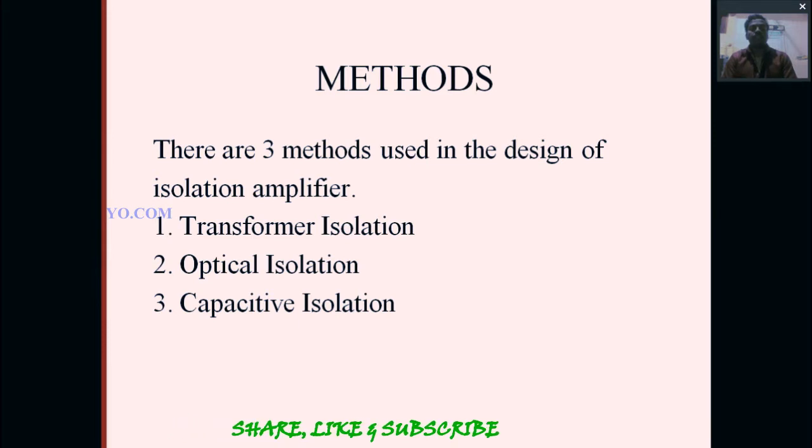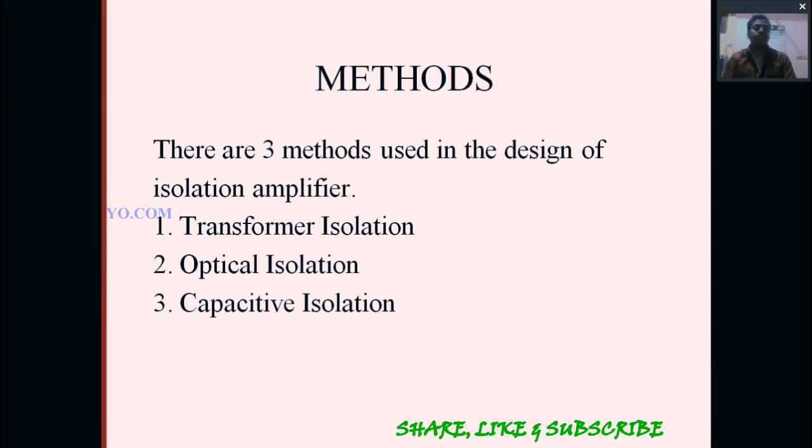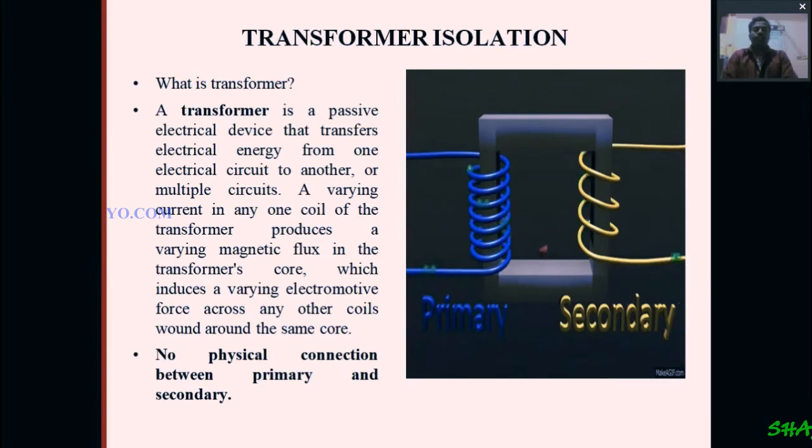These three transfer the information from one side to another without losing any information, but block the current and the high voltages. That is the isolation. First, we are going to see the transformer isolation.